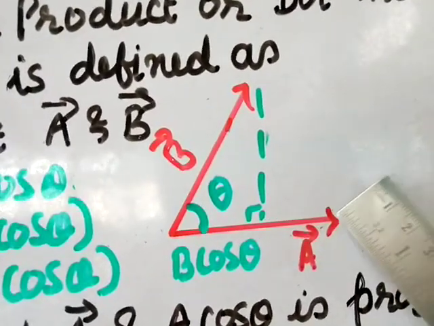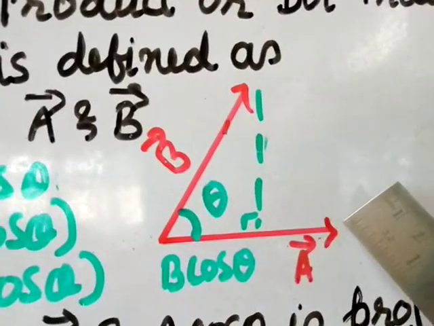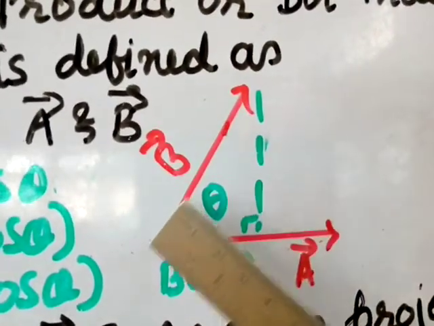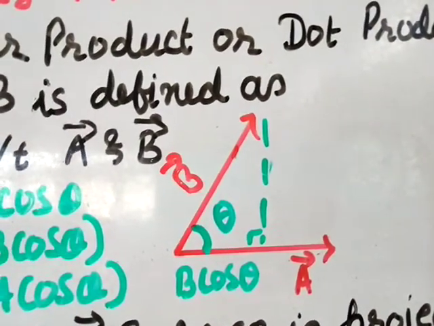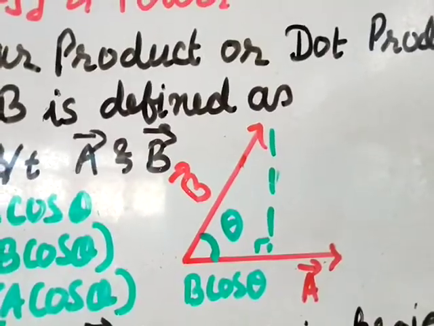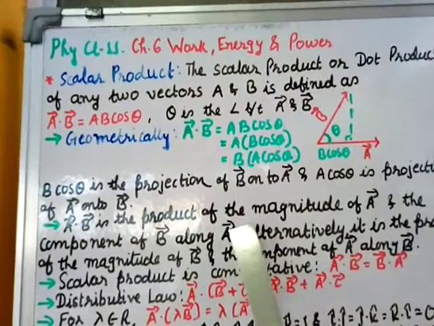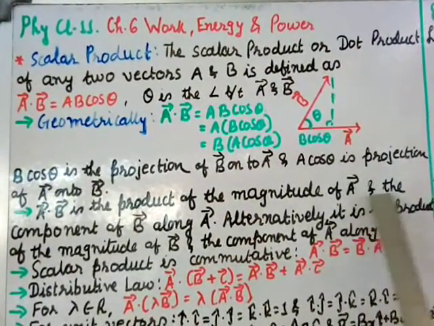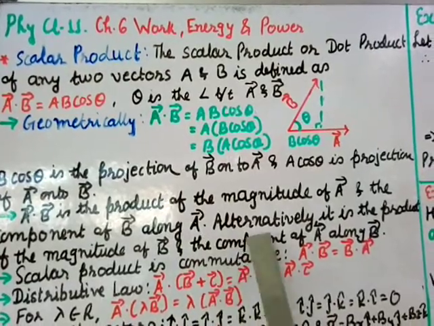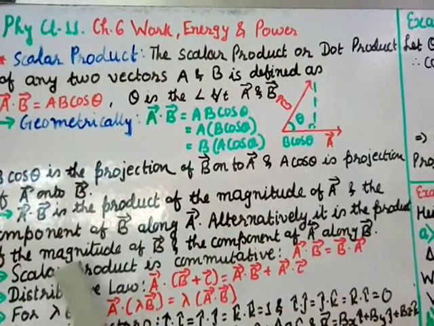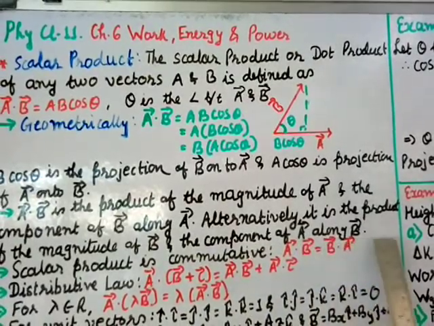Okay, if you draw a perpendicular from vector A on B, then suppose I draw the perpendicular, it will come somewhere here. So this distance will be called A cos theta. That is, A cos theta is the projection of A onto B. A dot B is the product of the magnitude of vector A and the component of vector B along A. Alternatively, it is the product of the magnitude of vector B and the component of vector A along vector B.